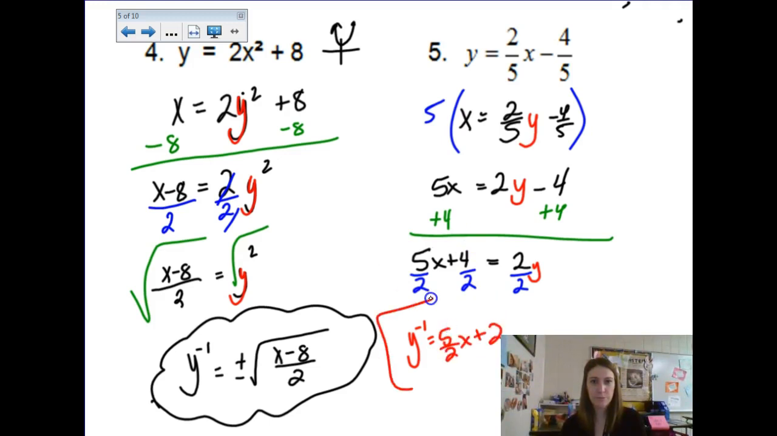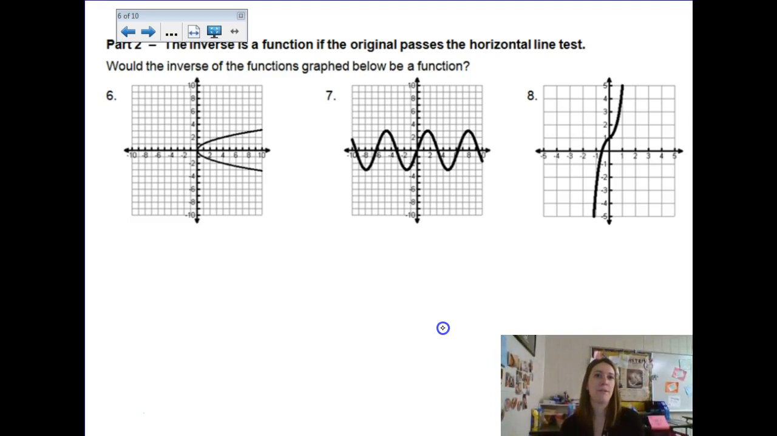There we go. Please make sure you use that notation of y to the negative first power to mean the inverse of the y. That way we can signify who's the original and who's the inverse.